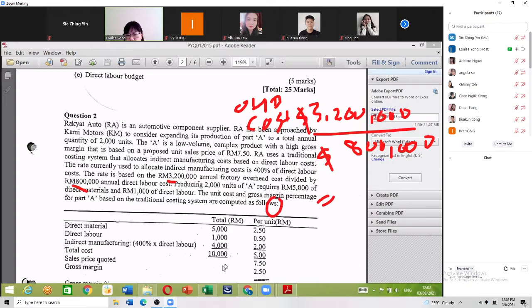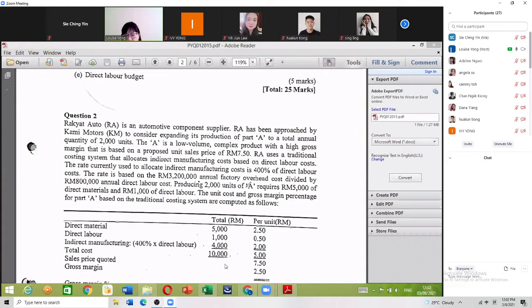Okay, so the overhead rate will be 400%, it is calculated like this. So it has already been calculated for you. But when you are producing component A, it is 200 units. So within the 200 units, 5,000 is your direct materials, 1,000 is your direct labor. So this is its prime cost: direct material 5,000, direct labor 1,000.